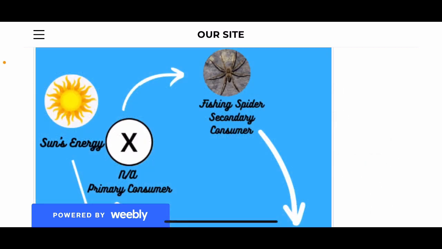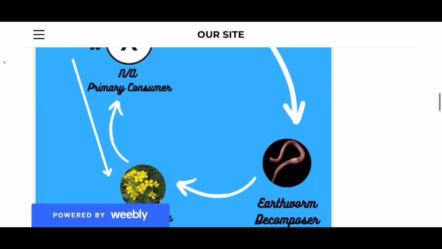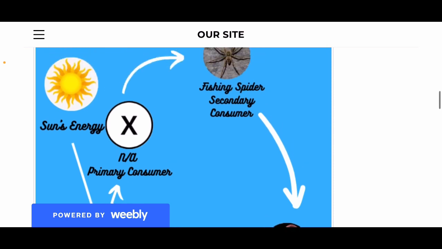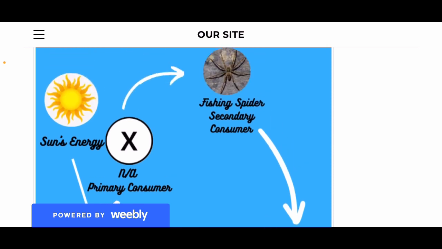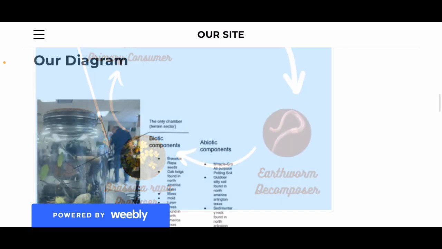First, we have our sun's energy, and that energy flows into our Brassica rapa, which is our producer. Next up, unfortunately, we did not have a primary consumer, but if we did, then that primary consumer would be consuming the Brassica rapa. Next, we have our fishing spider, which is our secondary consumer. And once again, hypothetically, if we did have a primary consumer, then that fishing spider would be eating the primary consumer and consuming the energy from those previous levels. Next, finishing it off, we have our decomposer.